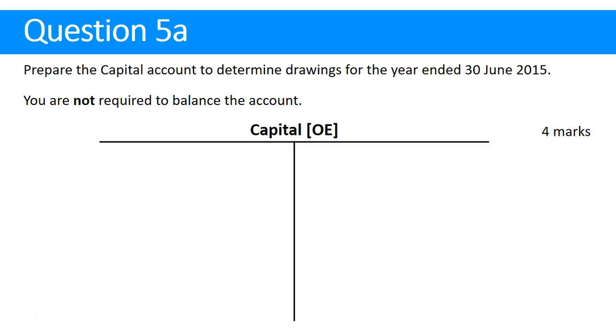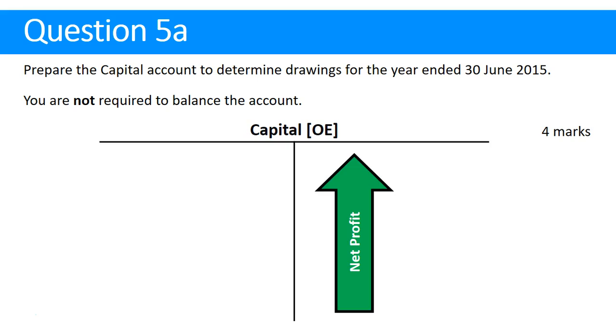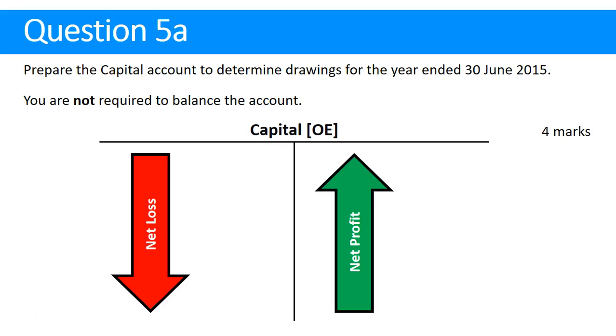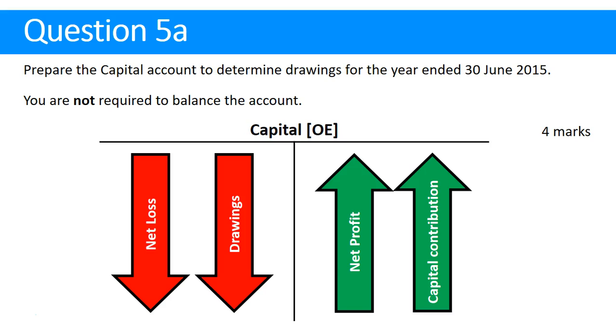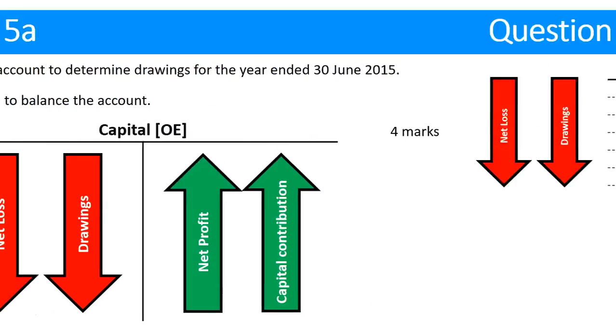So what we want to remember is capital is known as an equity account, and it's going to go up when there's a net profit and down when there's a net loss. What we also want to remember is that it goes up when we contribute capital, and the opposite of that is decreasing when we take out drawings. So there are four things that will affect capital. Now that we've got that, we can go through the question and find those four items.